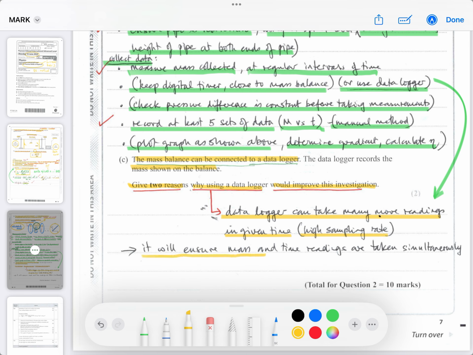It will ensure the mass and the time readings are also taken simultaneously, whereas if you're keeping your eye on both instruments, it's difficult to be 100% certain that you've got the values which are exactly corresponding to each other. And that's how you get the 2 marks for the final 2 for this 10-mark question.